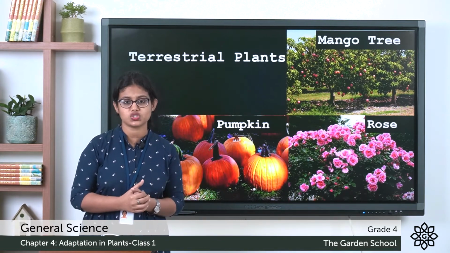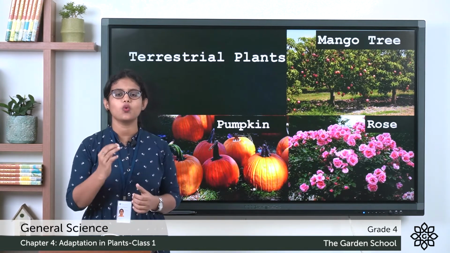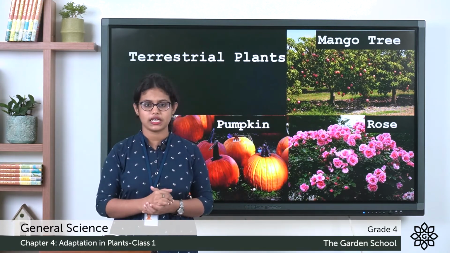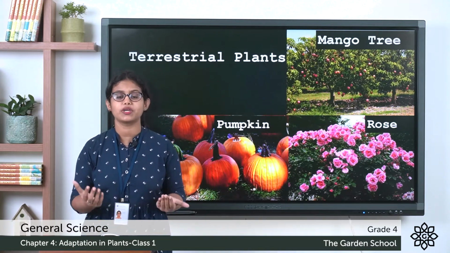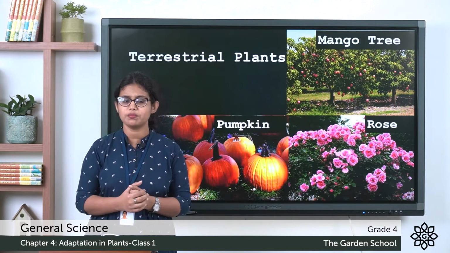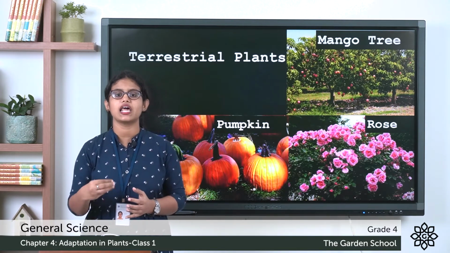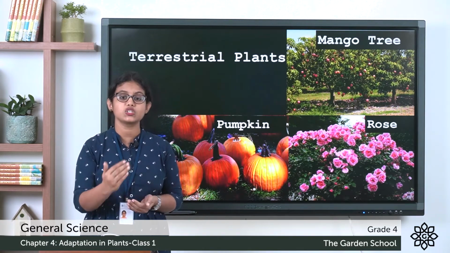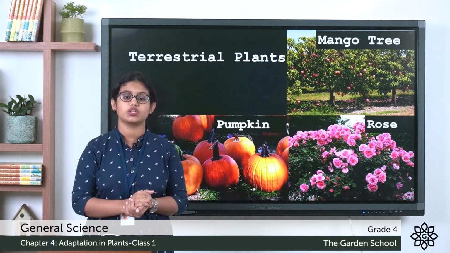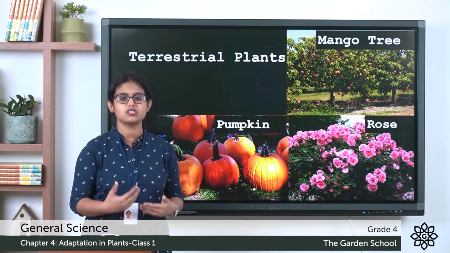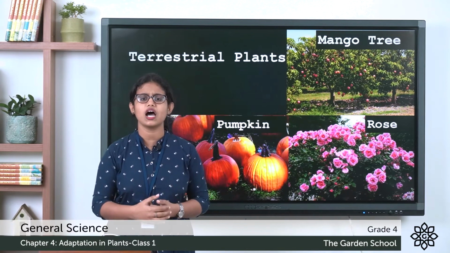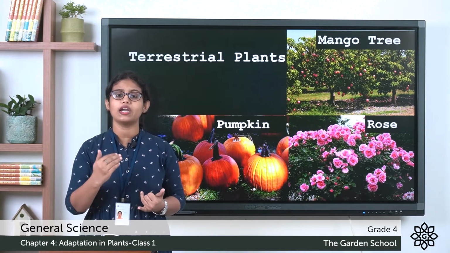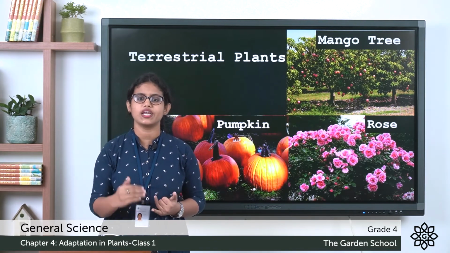So what is special about a shrub? It has a hard and woody stem. It is not as tall as a tree; it is medium sized. Then what about pumpkin? Pumpkin is a creeper. Do you know what a creeper is? A creeper is a plant that grows along the ground. There are plants which cannot grow straight, so such plants grow along the ground. So they are called creepers. Creepers, shrubs, trees, all these are terrestrial plants. So what are terrestrial plants? Plants which grow on land are called terrestrial plants.